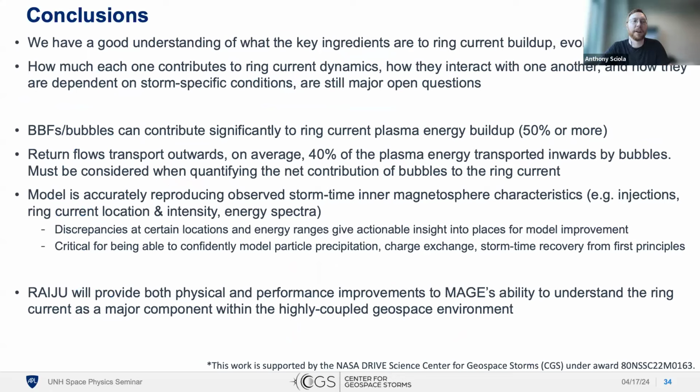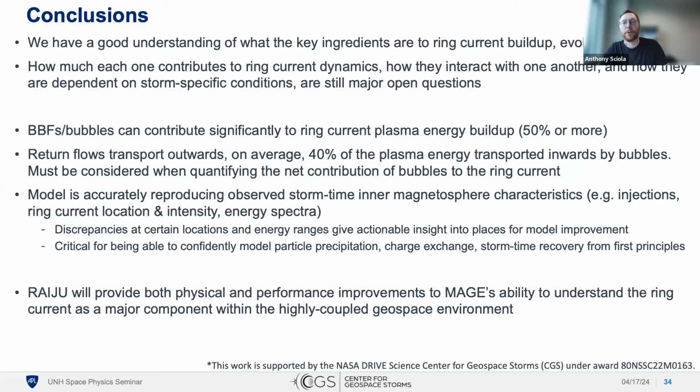Okay, so to wrap things up, the theme we were covering here is that we have a good understanding of what the key ingredients are during current buildup, evolution, and decay. However, how much each one of these ingredients contributes to ring current dynamics, how they interact with one another, and how they're dependent on specific conditions are still major open questions. And those are the types of questions that we're particularly interested in exploring with our geospace model.